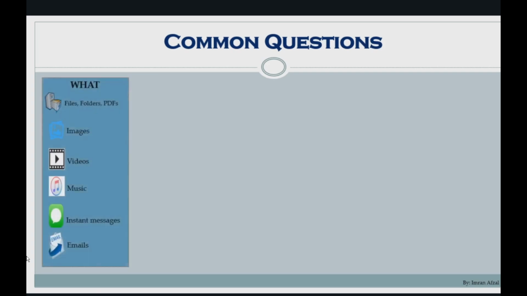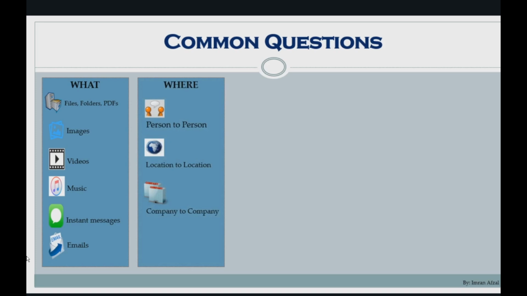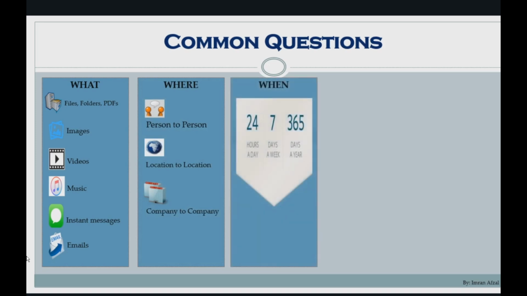Now let's look at a few common questions that we should ask ourselves about how IT should work. What is it transferring? How is it transferring? Well, it's transferring files, folders, PDFs, images, videos, music, instant messages, emails, the whole bunch of stuff that you have saved in your computer. And once you have saved it, you do share it. You share it with people, with other locations, and company to company. And when do you share it? When there is no time limit. You could share it any time during the day.